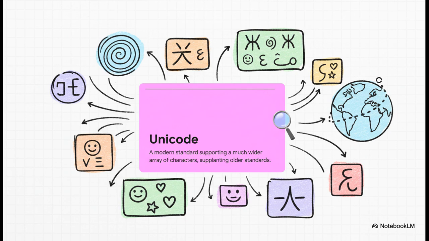And that new standard is part of something called Unicode. It's the modern system that's designed to represent pretty much every character from every language in the world, plus, yeah, all the emojis you send every single day. It's this massive, globe-spanning code.